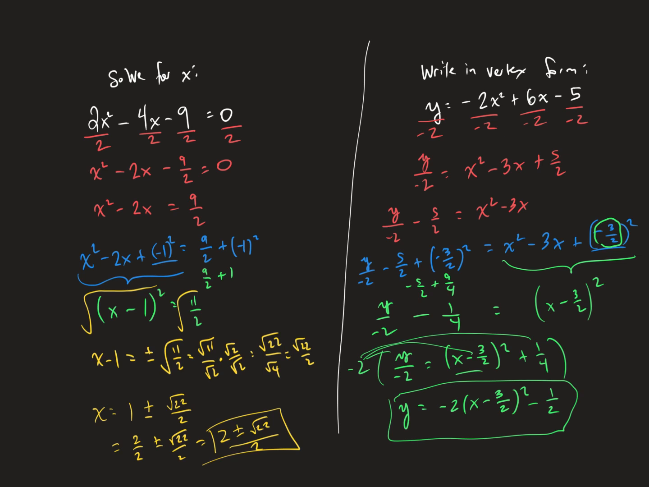So don't forget, whenever you're completing the square, the x squared coefficient has to be 1 before you start. So we start by getting rid of that x squared coefficient before we do anything else.